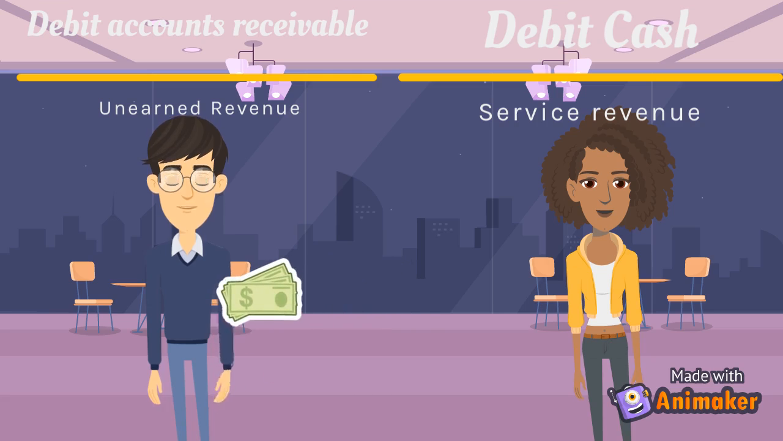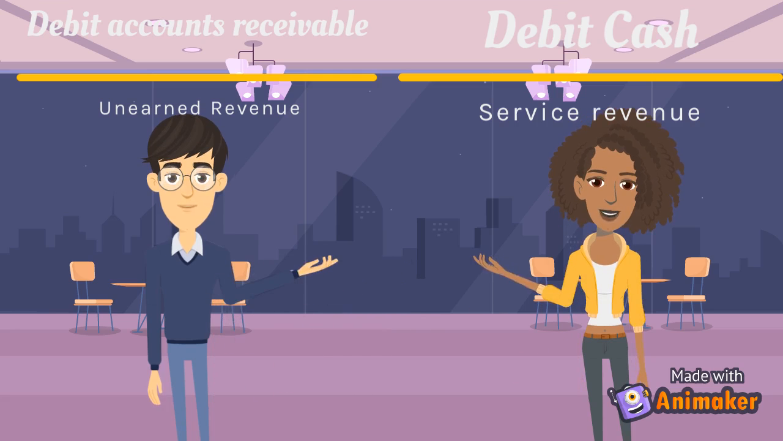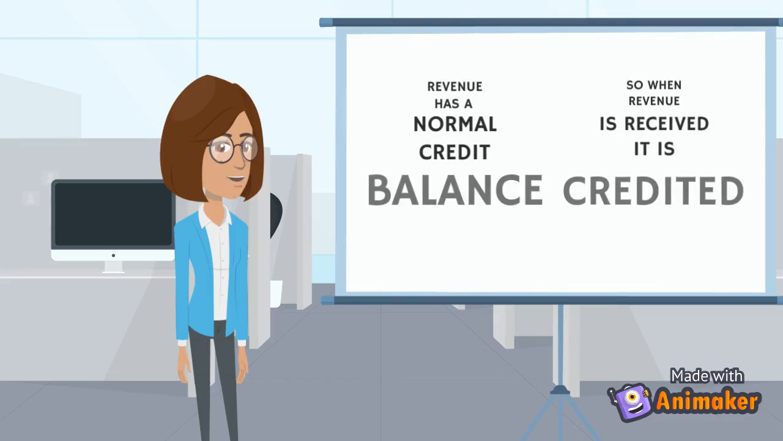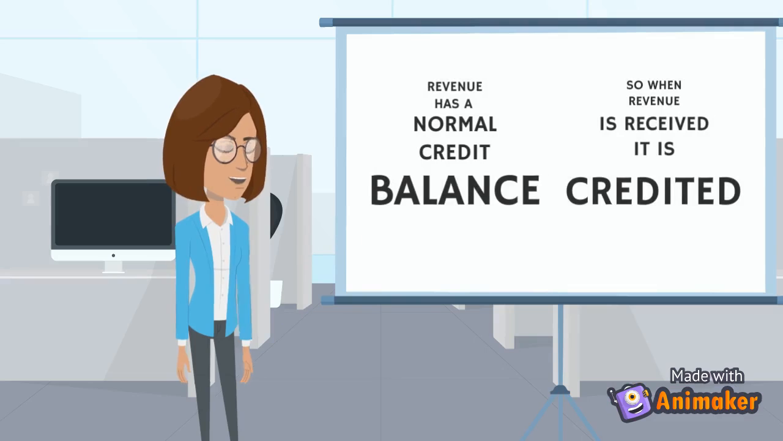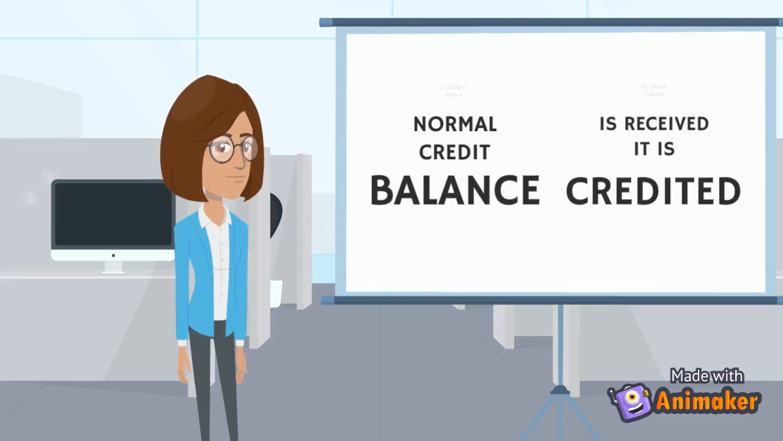David then needs to debit cash and credit service revenue, as the cash has been received, increasing the service revenue. To explain this further, the revenue account has a normal balance of credit, and because the business has received all cash for the service completed throughout the month, service revenue is credited.